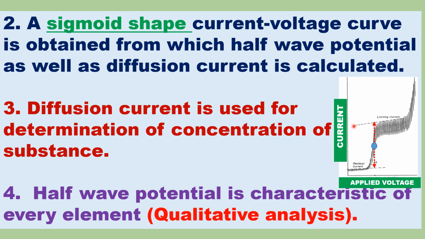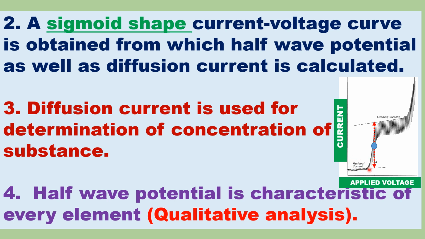So this is the polarograph. A sigmoidal shaped current-voltage curve is obtained. This graph is used to find the diffusion current and half-wave potential. From this polarograph, this is the half-wave potential. As you increase the applied voltage, there is no significant increase in current, that is residual current. There is only residual current in the beginning.